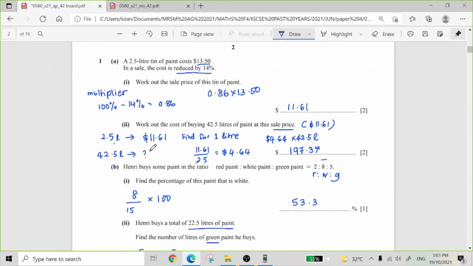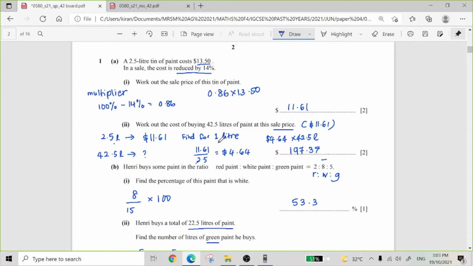Okay, we go to question 2. Work out the cost of buying 42.5 liters of paint at this sale price. Okay, so the sale price from the first question just now is $11.61. And then you find that 2.5 liters is actually for $11.61. So we want to find for 42.5 liters.